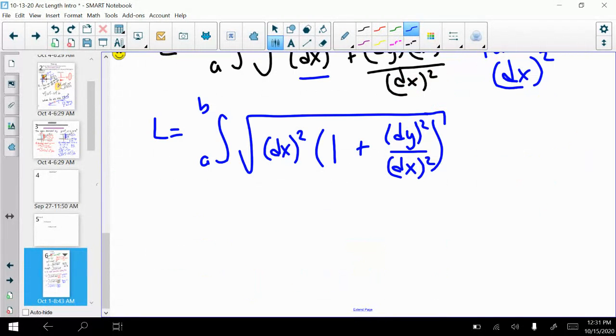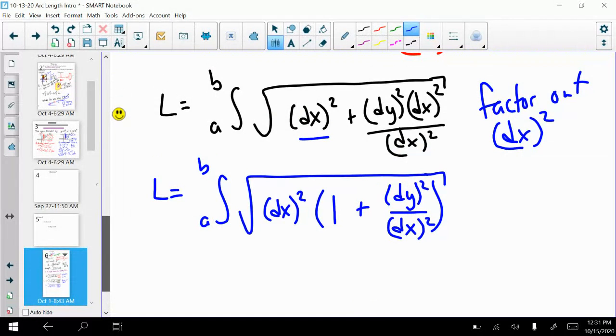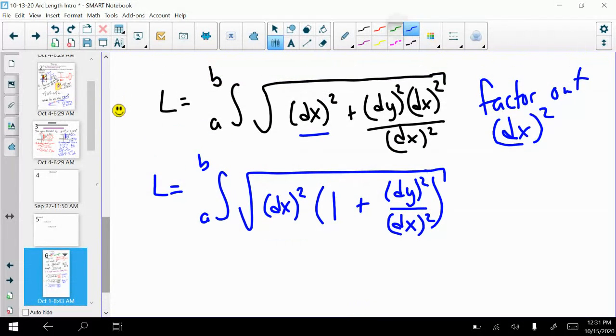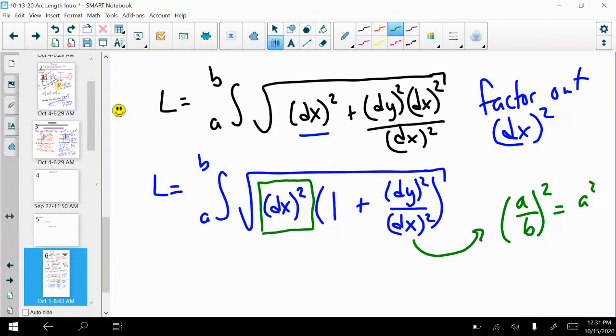Now, this is actually very good. It doesn't always feel that way, but it is. For one, we can split up our square root now, and we can take the square root of dx squared. The other thing I'm going to do is use this property of exponents because dx and dy are acting as single variables right now.